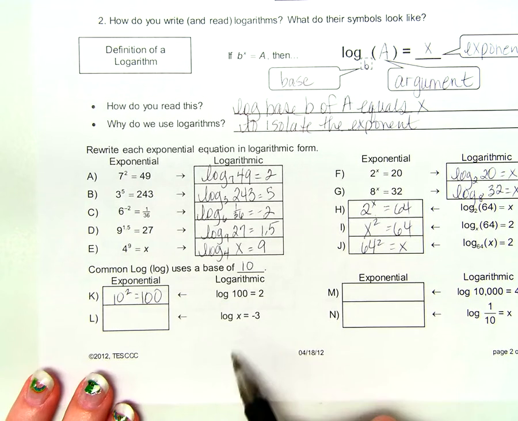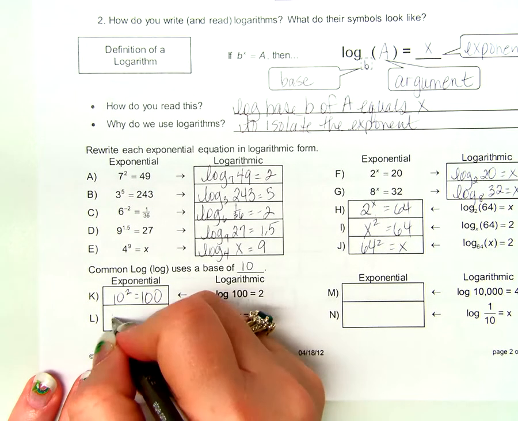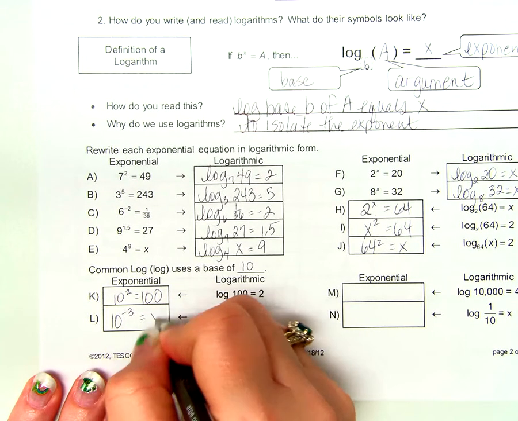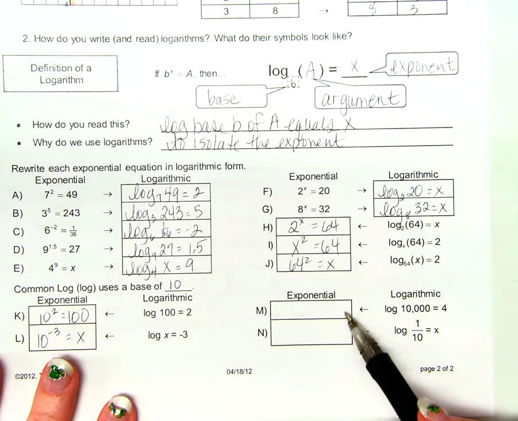So how would we rewrite L? 10 to the negative third equals x. So what about M?